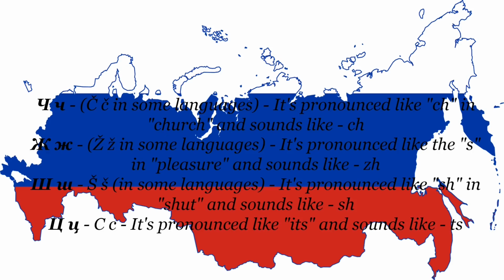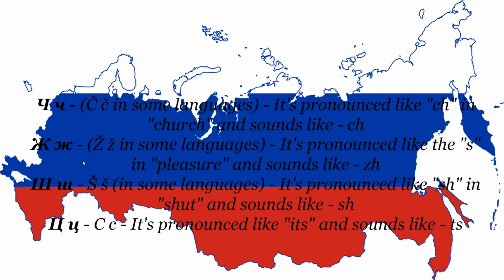Next we have a weird looking one, which is probably my favorite letter in the Russian alphabet, just because of how cool it looks. It's the zh sound. So, for example, in the word pleasure, as you say pleasure, the zh sound from pleasure, they've got a letter for that sound. And it's written in English sort of like ZH.